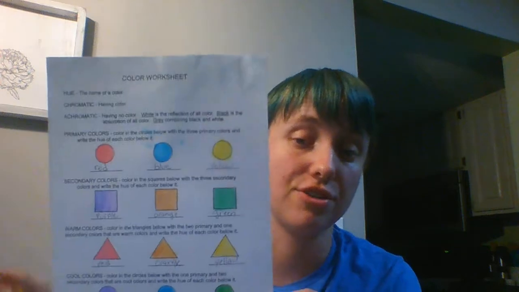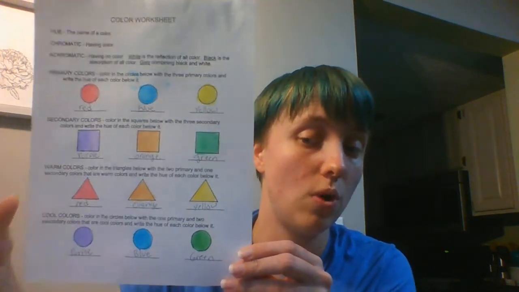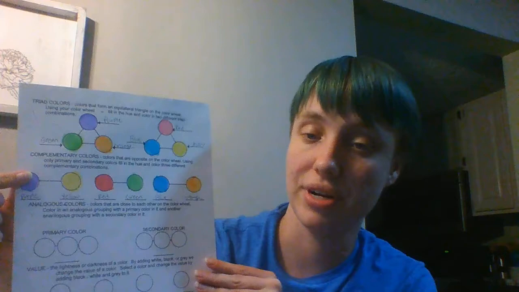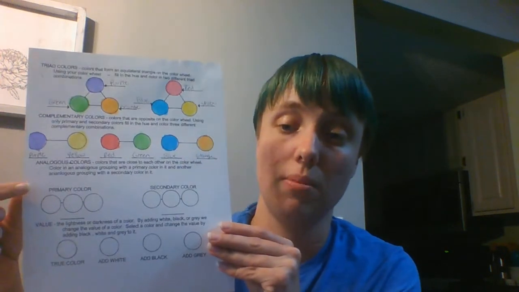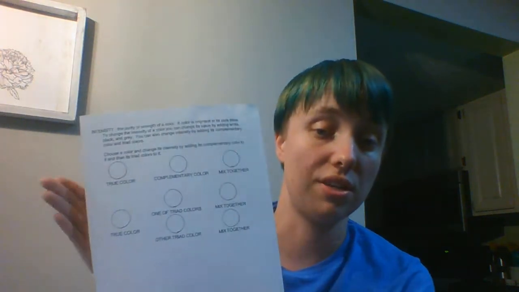Alright, hi guys, this is the second part of the video for your color worksheets. In the lesson yesterday we talked about how to do your primary colors, secondary colors, warm and cool colors, and we also looked at triad colors and complementary colors. So today we're going to talk about analogous colors, how to change and add value to your paintings, and how to change the intensity here on this third sheet.